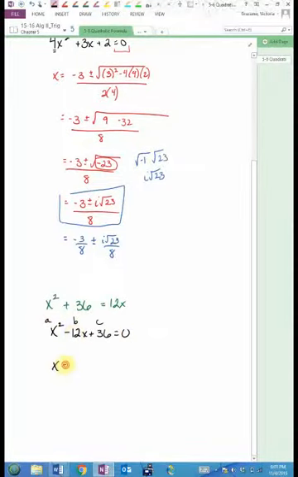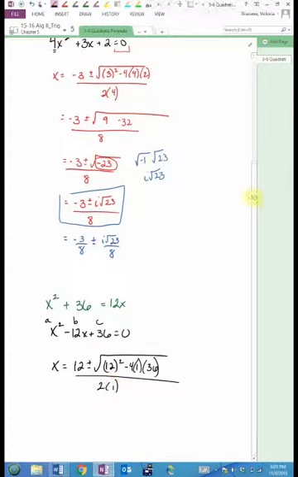So using the quadratic formula, opposite B plus or minus the square root of B squared minus 4 times A times C, and then all over 2 times 1.